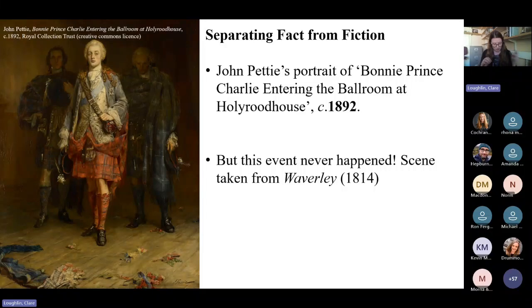So, this is a painting of Charles Edward Stuart, created in about 1892, so well over a century after the '45, and it supposedly depicts a scene from 1745 after Charles's conquest of Edinburgh. It's Charles entering the ballroom at Holyrood House. Charles, as we see, is in tartan, and he is flanked by two Highland clansmen, Donald Cameron of Lochiel and Alexander Forbes of Pitsligo. An unseen audience throws flowers and ribbons at his feet.